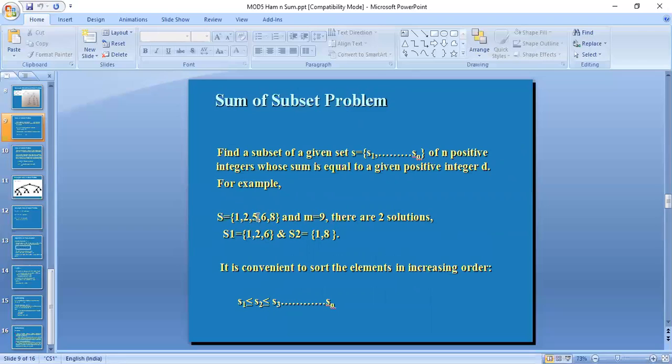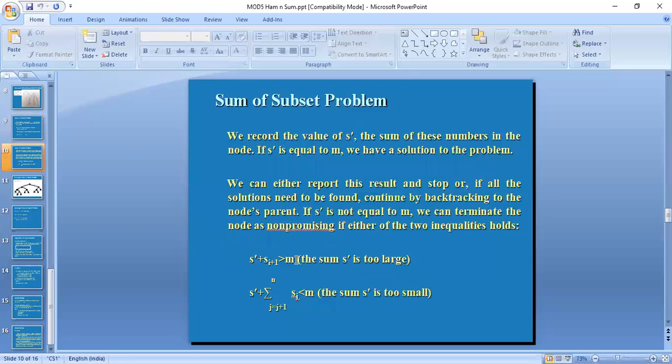What is the next value? The next value is 5. So 1 plus 2 plus 5 is 8. Next, when you choose the next element, 8 plus 6 is equal to 14. 14 is greater than 9, so you are not supposed to take it. Okay, so this is how we select the values.